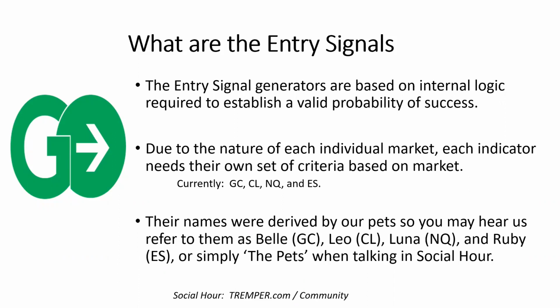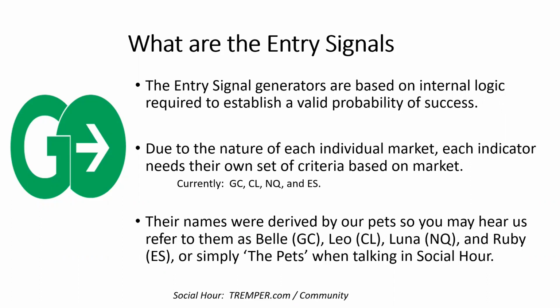And due to the nature of each individual market, each indicator needs its own set of criteria based on the market. Even though a lot of things are similar, they're still a little different in size. I think everybody could agree that ES and NASDAQ definitely move differently. So currently we have the gold and GC, crude, NASDAQ, and ES.